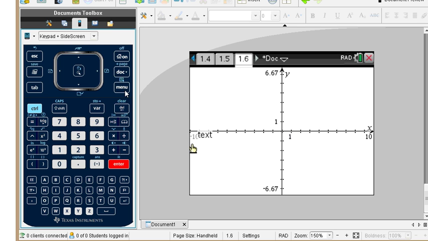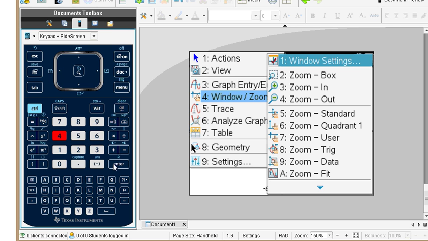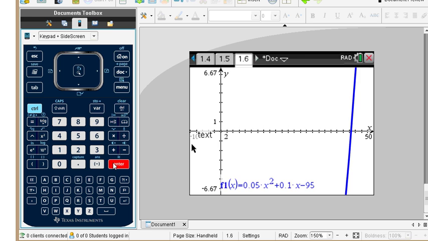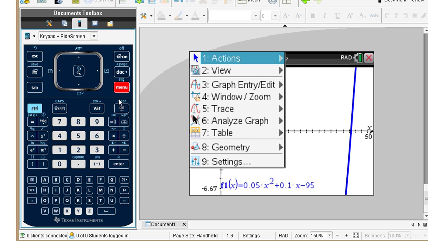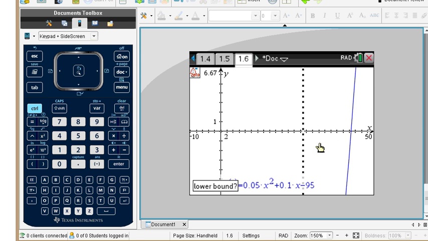Let's go ahead and expand the window. Remember, speeds are going to be, our real answer was 50, right? So if we go to window zoom and window settings and set that x max equal to 50, we should see our right answer here. Go down, and here we see this is going to be at 46. We can check our 0 here: analyze, menu, analyze graph, 0 says lower bound. We go to the left side, we go to the right side, we get 42.6.